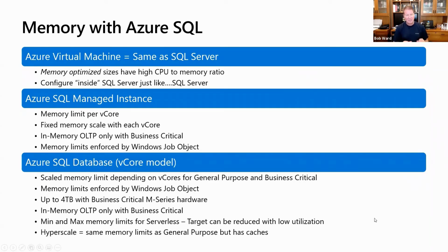For Azure SQL Database, it's slightly different. It's a scaled memory limit, okay? Depending on the number of vCores you have on which service tier, the more vCores you go, the more memory you kind of get, right?